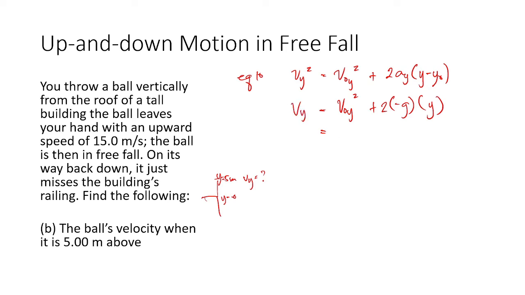So, this is still Vy squared. So, we have there 15 meters per second square, okay? Plus 2 negative g, which is negative 9.8 meters per second square. Kalimutan yung meters per second square. That will be multiplied to the position, y, which is actually 5. So we have there 5 meters.